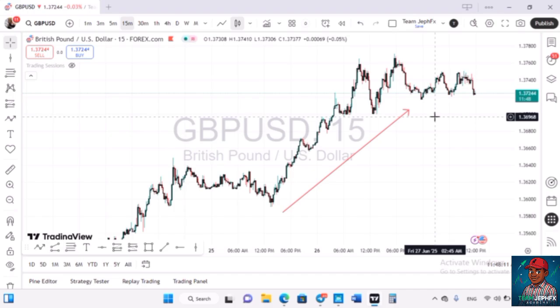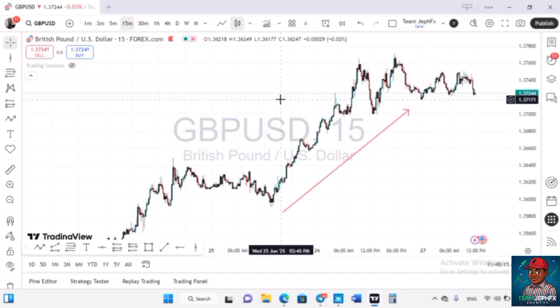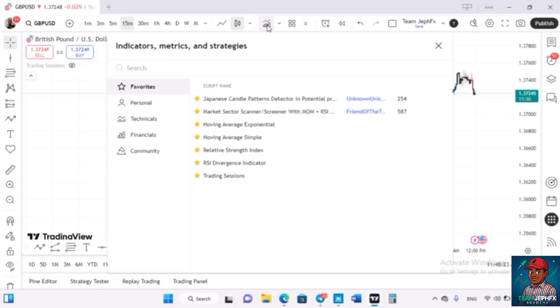So on your TradingView, that's where you're going to get it, not on MT4 or MT5. Come to your TradingView app after opening it and setting it up, and open your GBPUSD chart, which I believe you must have known how to do all of that previously, and come to the indicator list.